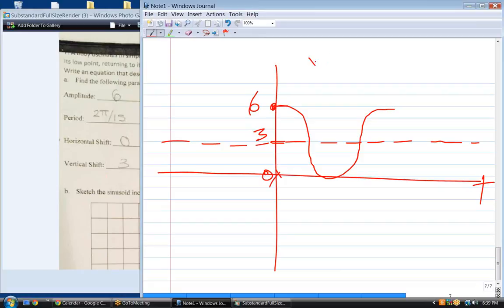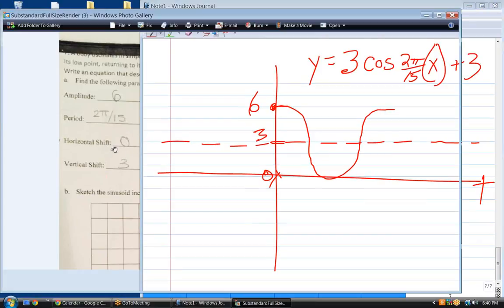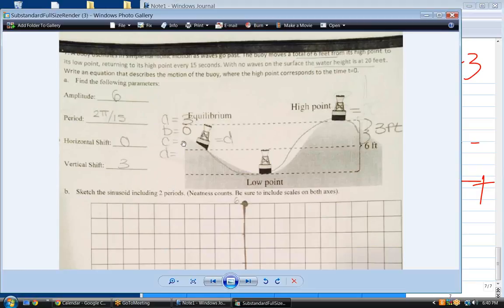How do I get the curve? Y equals A, which is 3, times cosine of B, which is 2 pi over 15, times X minus C, C is 0, plus 3. So the horizontal shift is 0. C is 0.